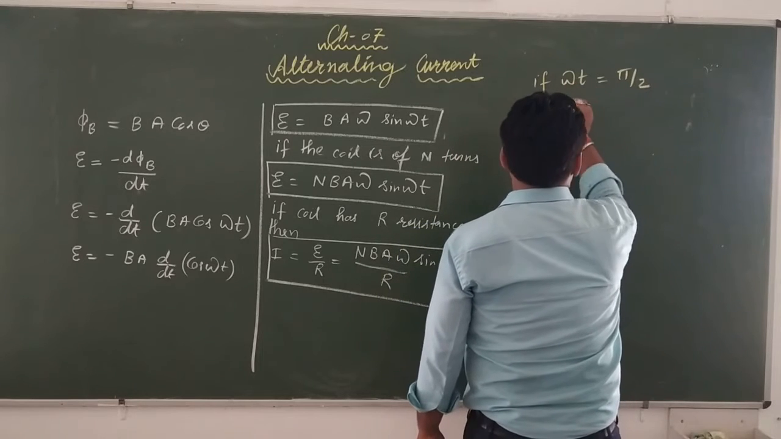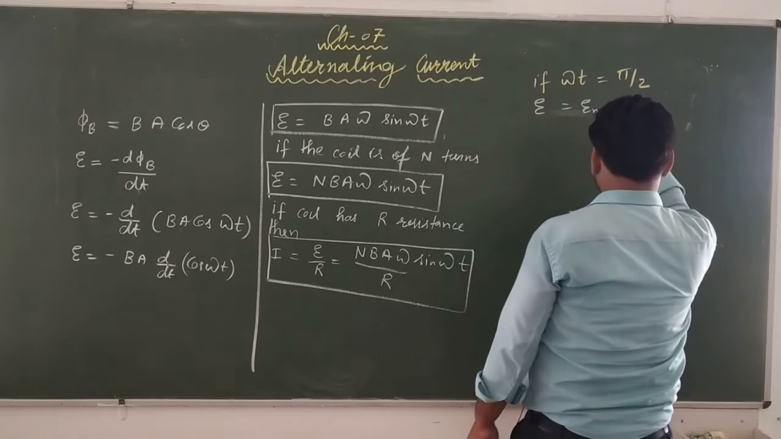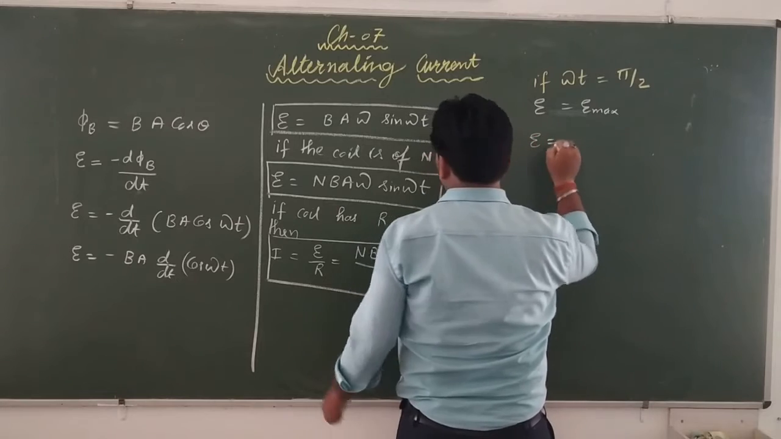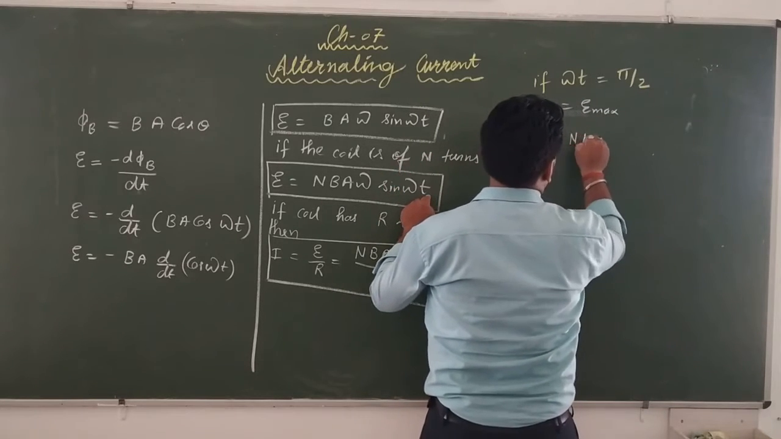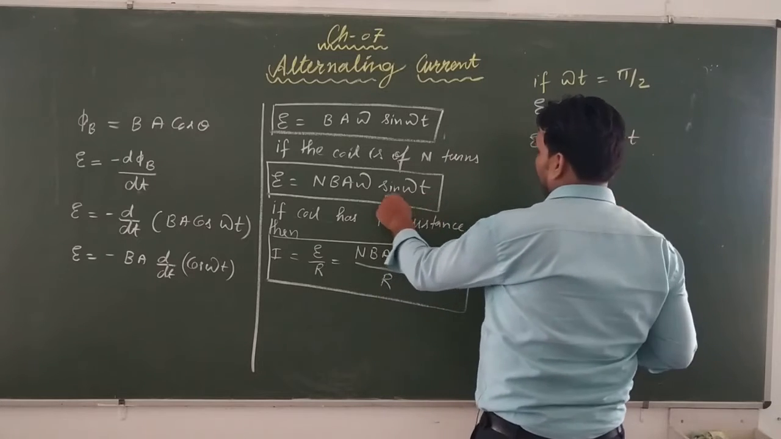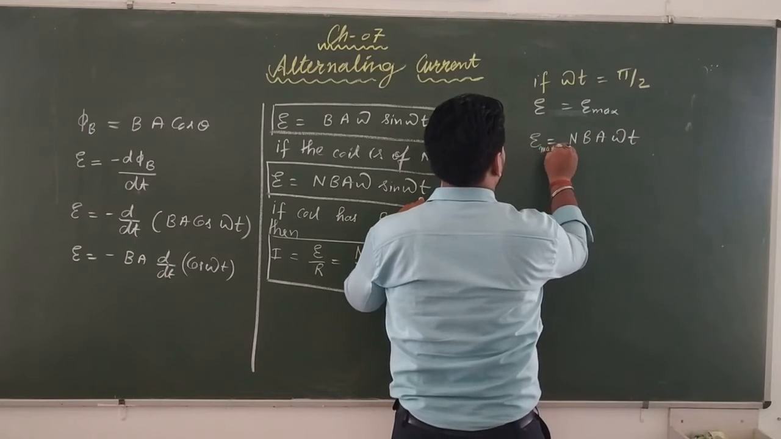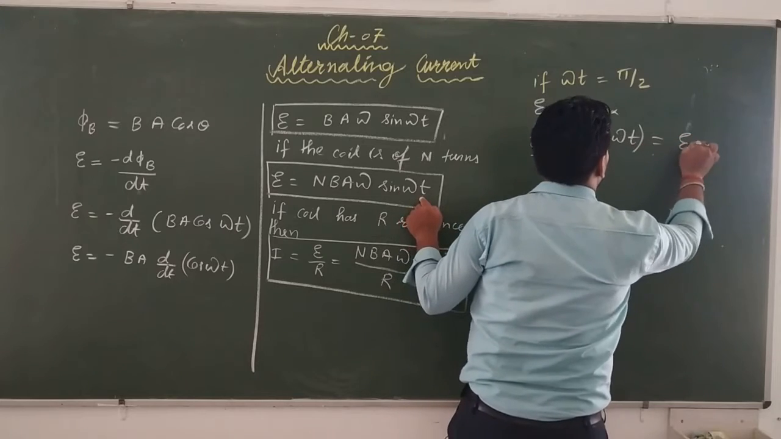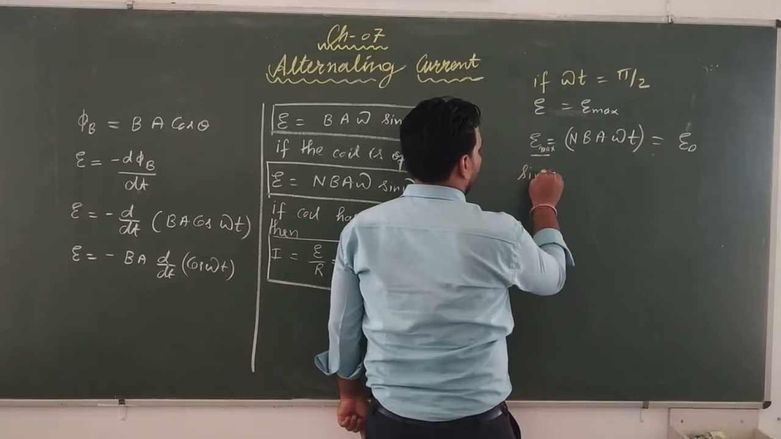Then in that case E will be equal to what? E maximum, and it is denoted by E naught. Okay, so in that case this sin omega t is 1, so we are going to have NBA omega. For sin pi by 2 it is maximum, so here we are going to have the maximum value. So this E maximum, this particular value is assigned by E naught.